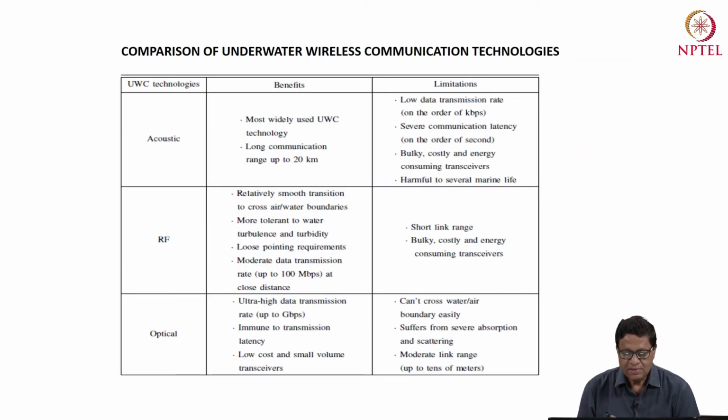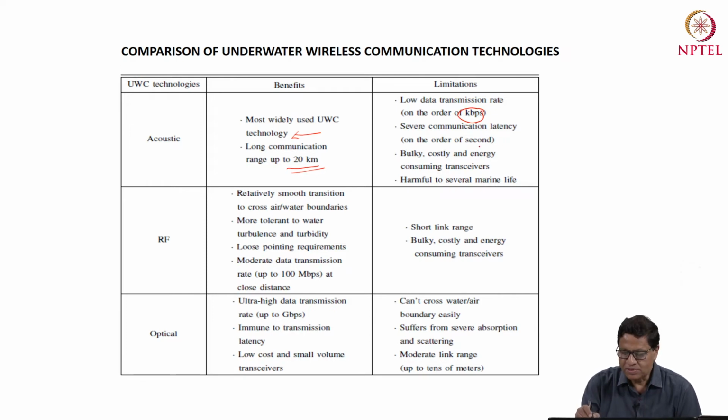So this is a comparison slide between acoustic, RF and optical communication. So these are the three UWC technologies, underwater communication technologies. If you see the acoustic, the benefit is that so far this is the main technology which is used for communication in underwater. And the plus point is that it can give a long range of communication, of the order of 20 kilometers. The limitations are, since it is acoustic, the transmission rate is very, very low, of the order of kilobits per second. There may be a requirement of high data rate, so this may not be an appropriate technology for high data rate transmission.